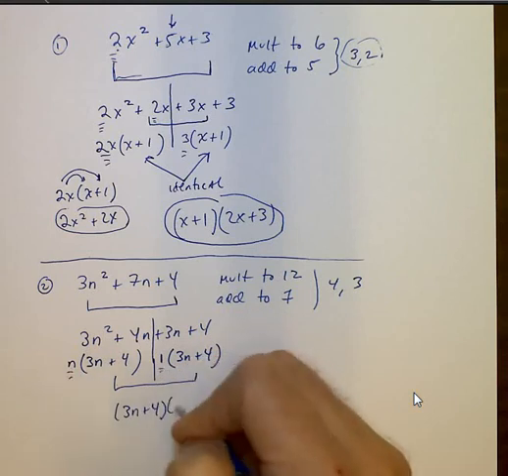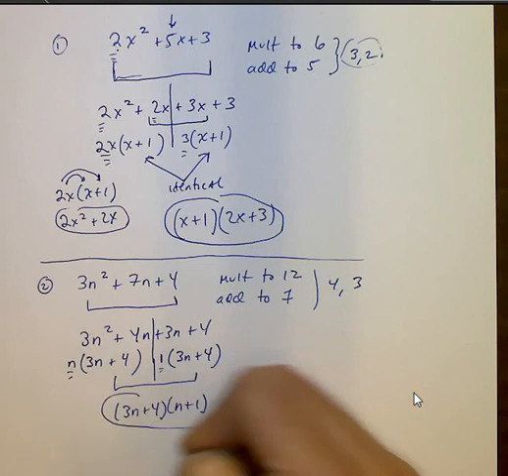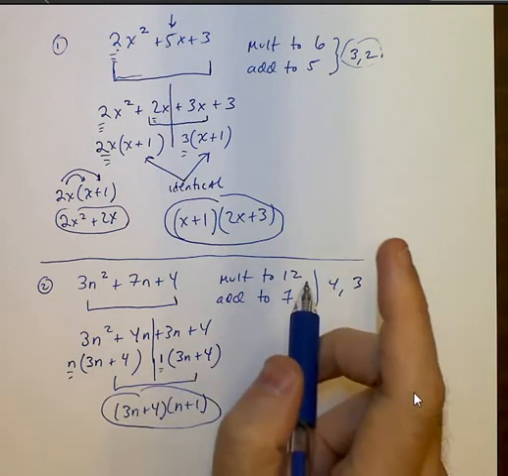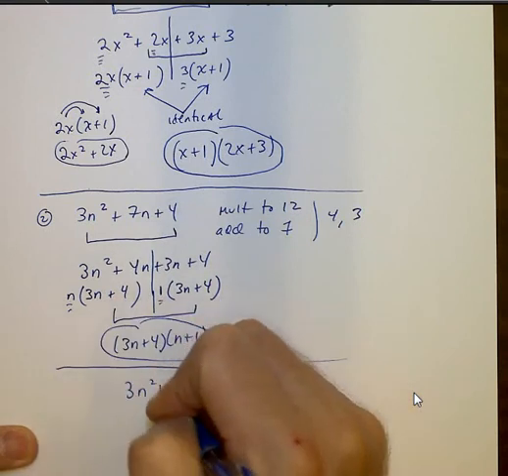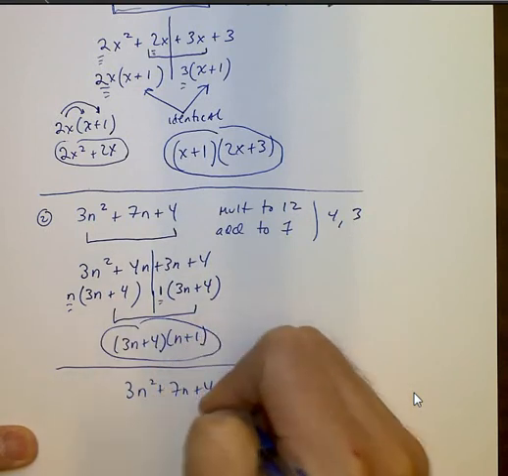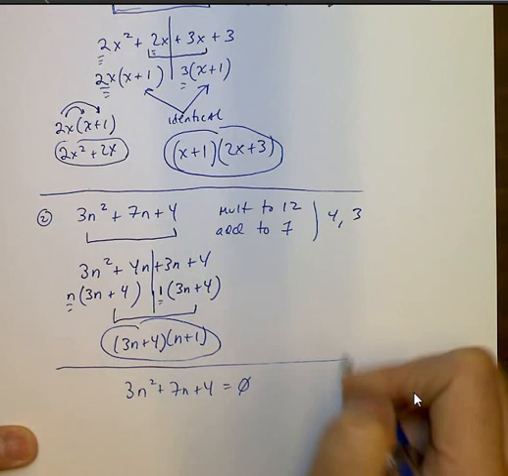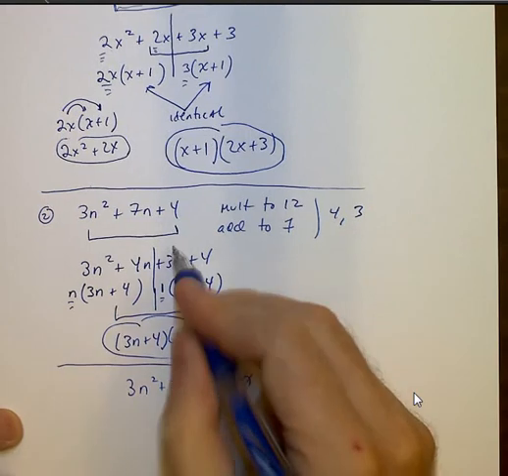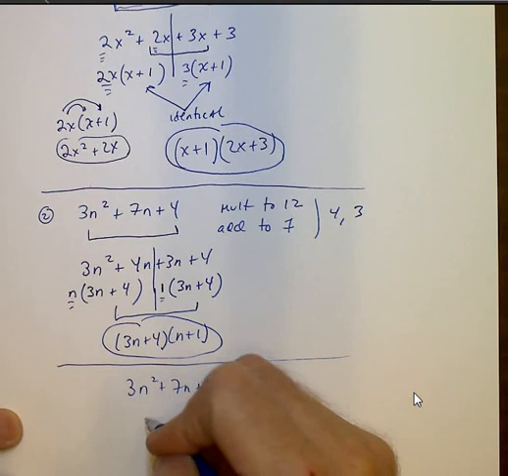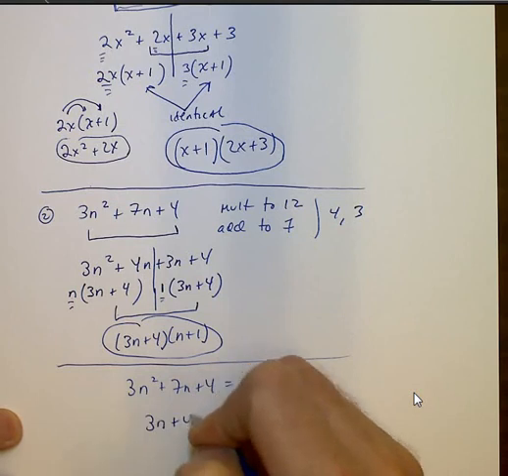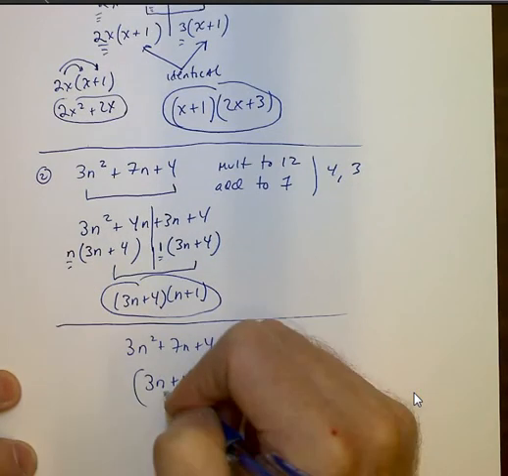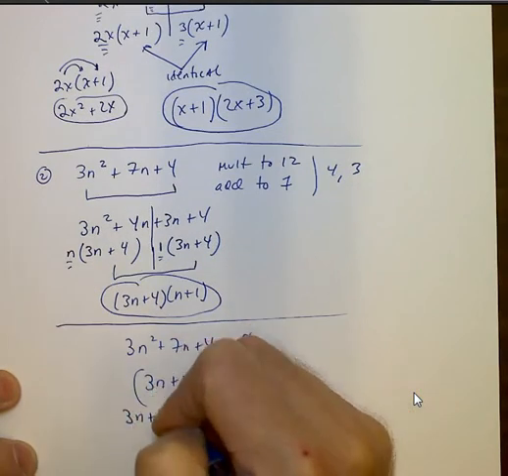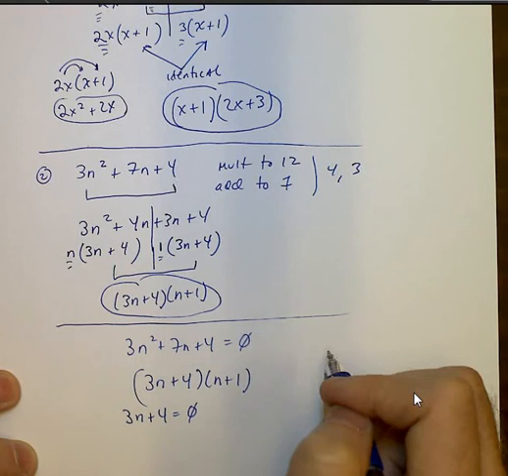Okay? Now, if I asked you to solve, meaning, take the same problem. If I had said 3n squared plus 7n plus 4, and I said equals 0, and I said solve it, you're going to go ahead and factor it, just like you did up here. And then you're going to take one additional step. Just like before, you're going to take your two factors, and you're going to set them individually equal to 0. So we said 3n plus 4 equals 0, and we said n plus 1 equal to 0.